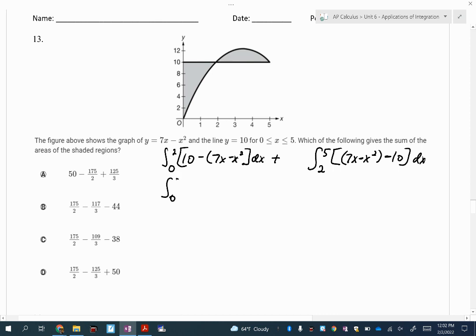I like to put it in standard form first. That's just my preference. So it's the integral of x squared minus 7x plus 10, plus the integral from 2 to 5 of negative x squared plus 7x minus 10.